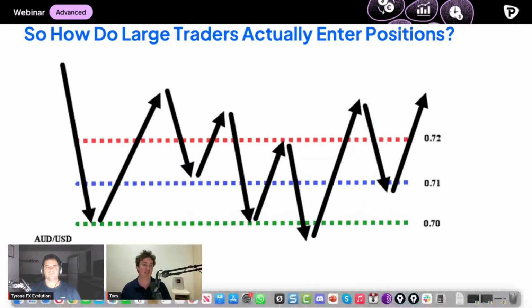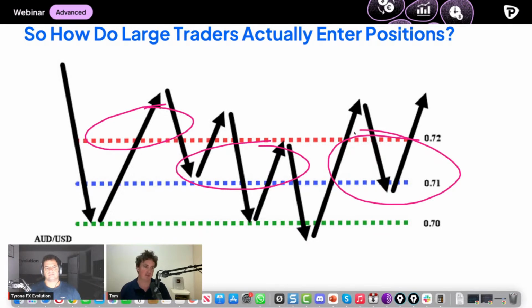So a good example of this is something like this chart, which we've shown a few times, but it's got a little bit of a twist today as we're breaking it down. How do large traders actually enter a position, Ty? Well, they do it over a large period of time, don't they? It's not just a short period of time.